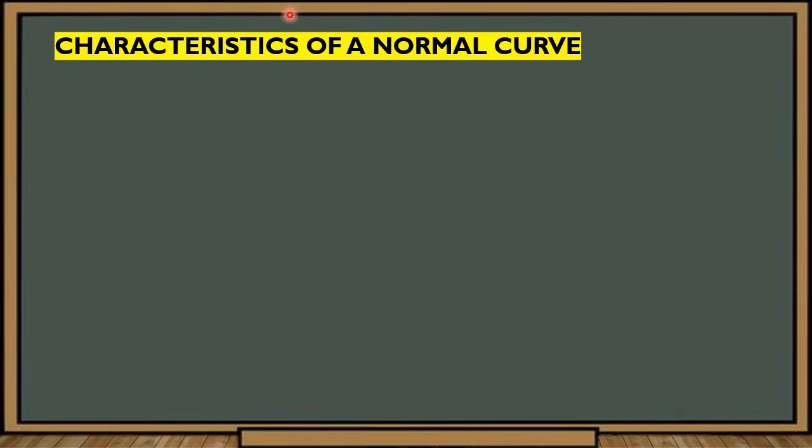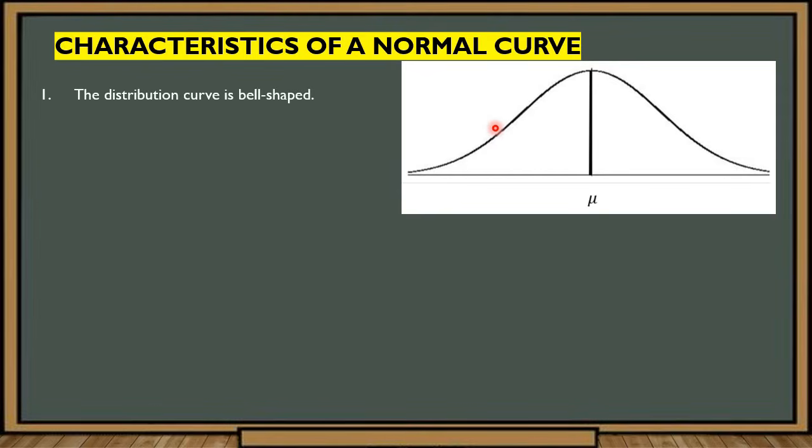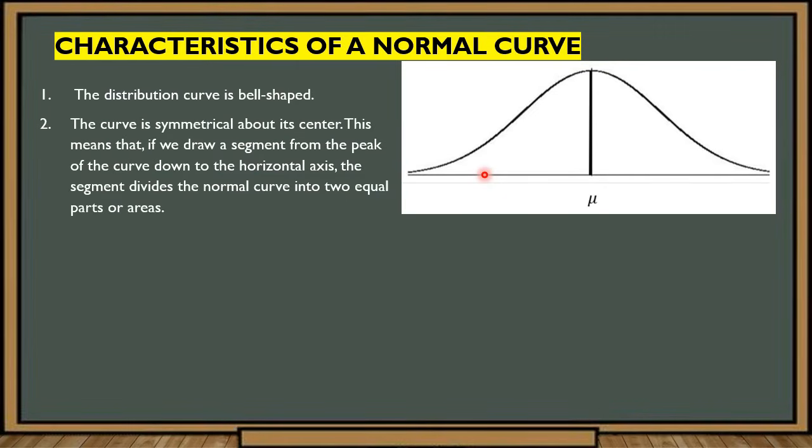What are the characteristics of a normal curve? Ano yung mga katangian ng ating normal curve? First, the distribution curve is bell-shaped. So kahugis niya yung campana or bell. Second is, the curve is symmetrical about its center.